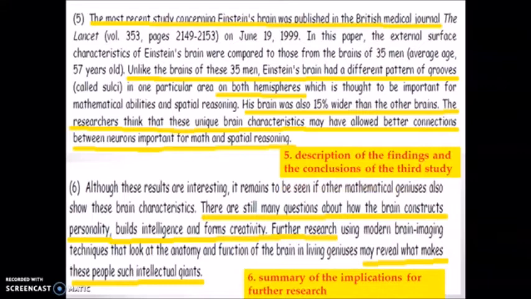And of course, the description of the findings, some data, and the conclusions of the third study. Third study, that was the most recent study conducted in 1999. Okay, and the last one is definitely a summary of the implications for further research. We need further research on this, and that is how it is concluded in paragraph number 6.